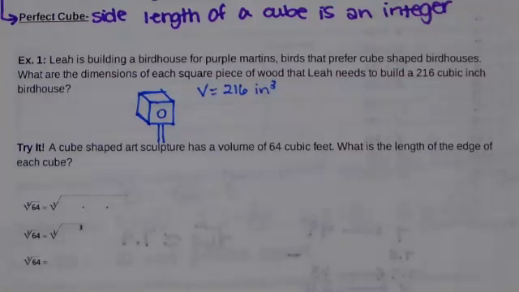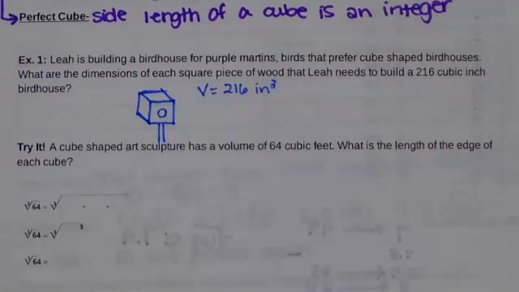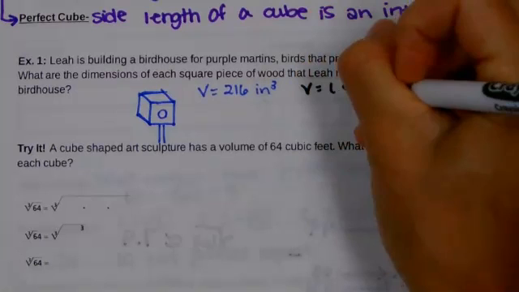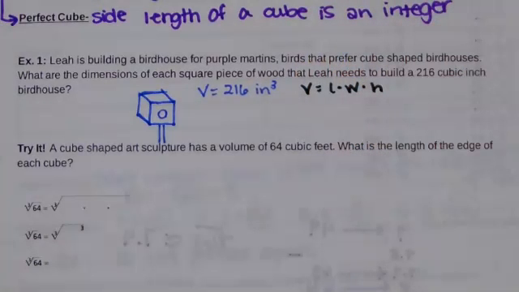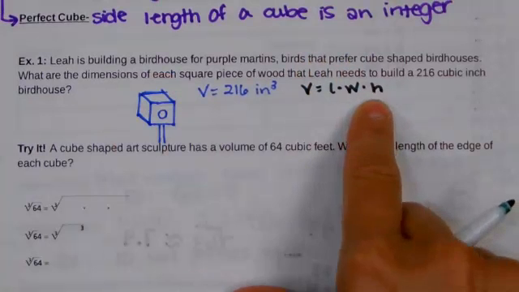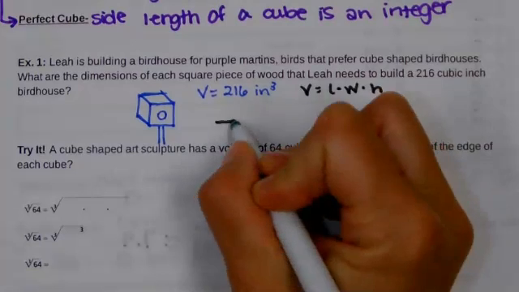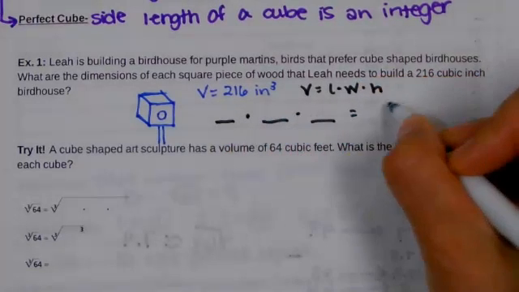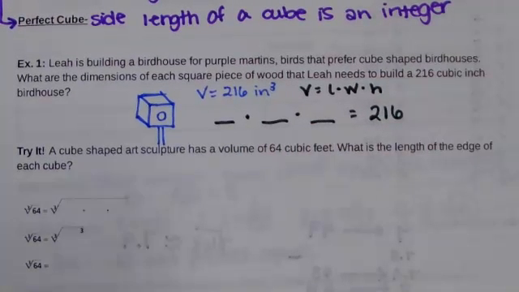So the idea is a cube, all of these side lengths are going to be the same. And to get volume, remember, we do this. Volume equals length times width times height on a cube. And so the length and the width and the height are all going to be the same number. So what we're trying to figure out is what number times itself again is going to give us 216 inches cubed. So the only good way to do this is to guess and check.